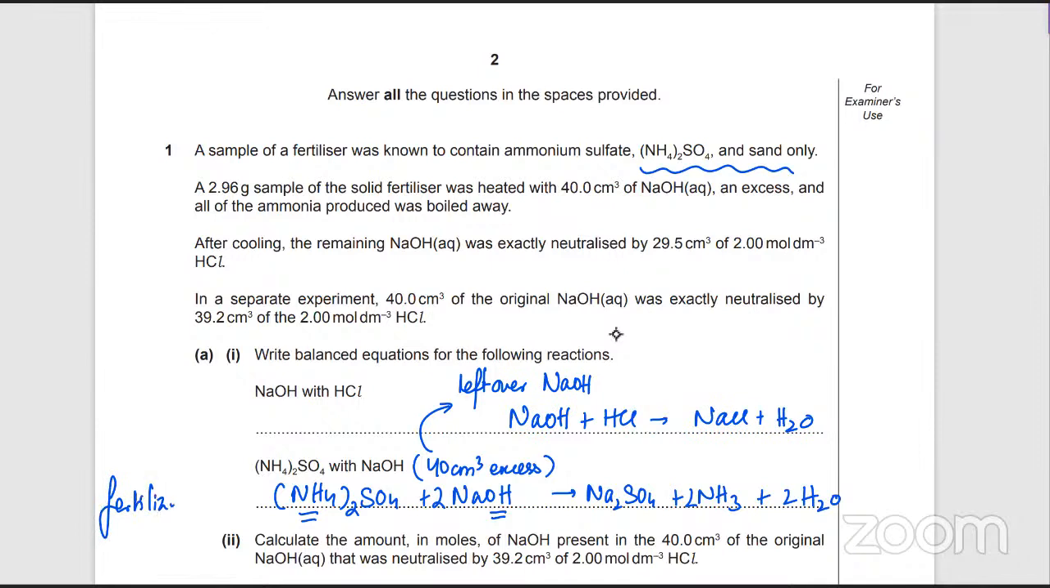You had fertilizer which had some ammonium sulfate. That ammonium sulfate was reacted with an excess of NaOH. When the NaOH was left even after the reaction, that was reacted with HCl, and you are given the volume and concentration of the HCl. So how many moles of HCl are there?